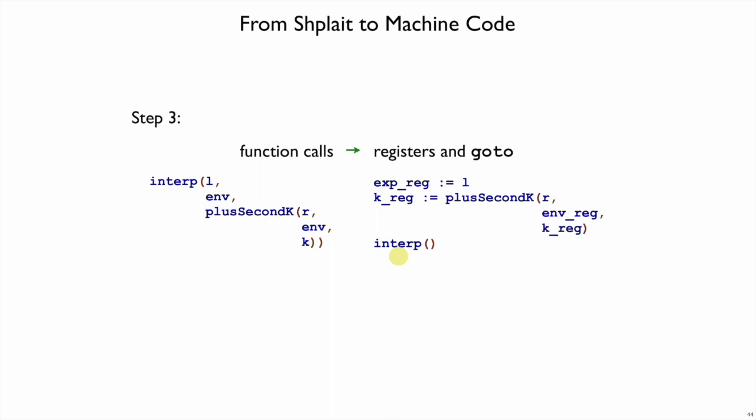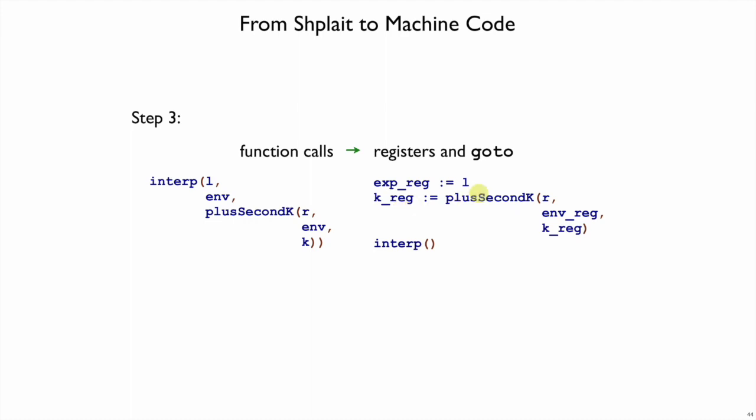Before we jump to interp, we pass the arguments along by storing them in some global variables. I'll call these global variables registers because they're meant to represent registers at the machine level. So where interp used to have an exp argument, we're going to have an expreg register, and we put L into that register before we jump to interp. Similarly, when we build up this plus second k, which was delivered as the k argument before, we will build that same record but put it into the k register.